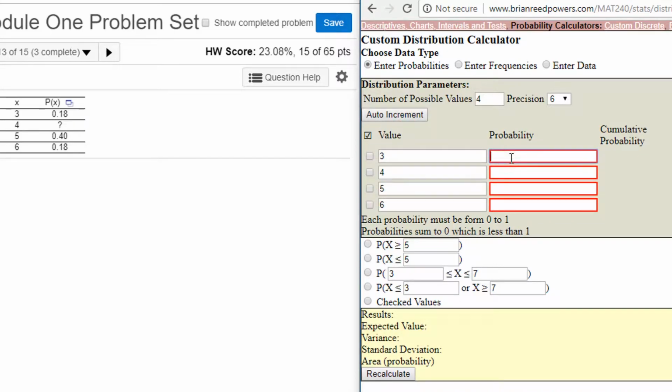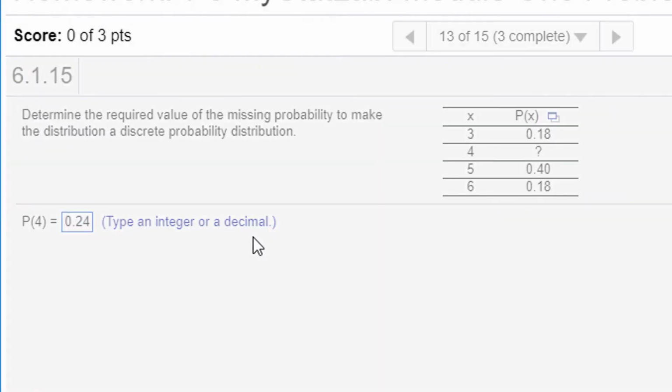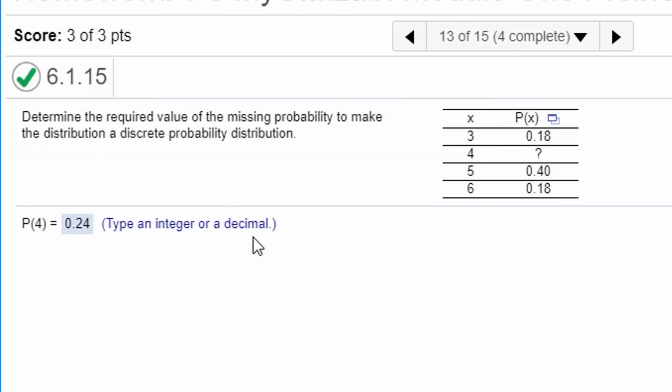Okay, so the values go 0.18, that's the first probability. We have 0.40, and we have 0.18. And when we tab out of that, lo and behold, it's going to calculate the missing value for us. That's 0.24, 24%. So that's it, 0.24. Okay, so we don't actually have to do any math at all.